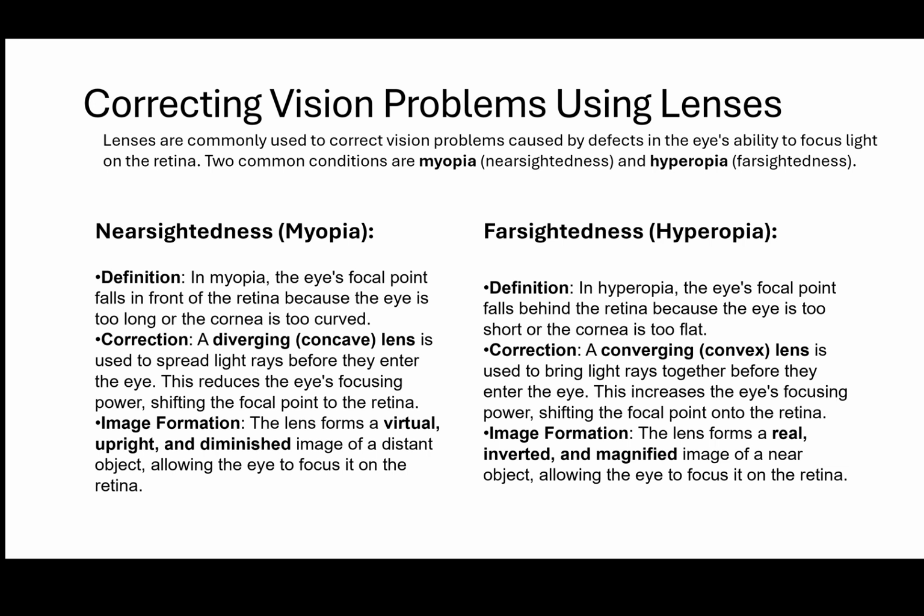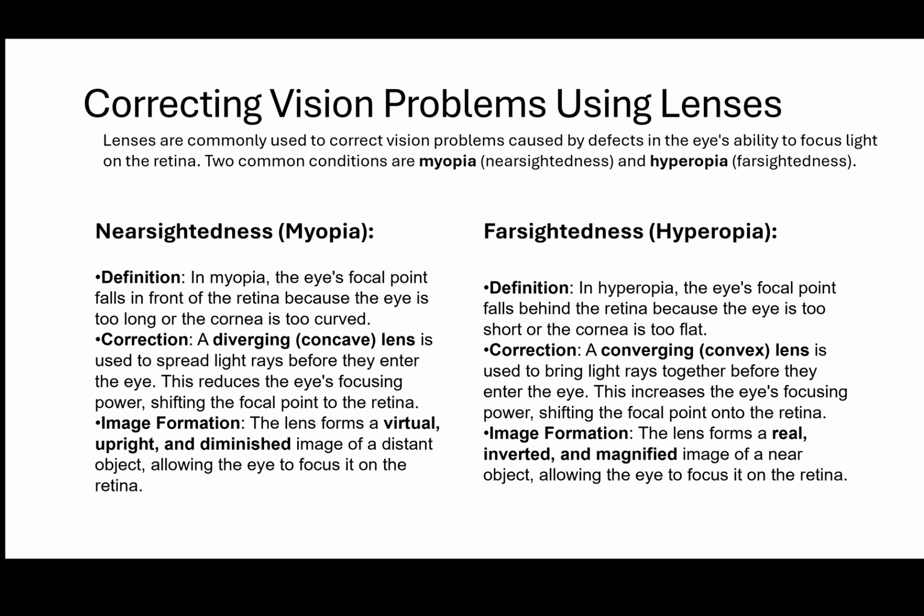Alright, let's look at this. Lenses are commonly used to correct these different types of defects. They're not deficiencies, defects. So, the definition of myopia: the eye's focal length falls in front of the retina because the eye is too long or the cornea is too curved. So that's what's happening there.